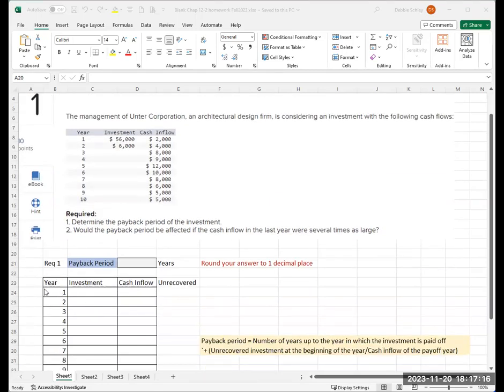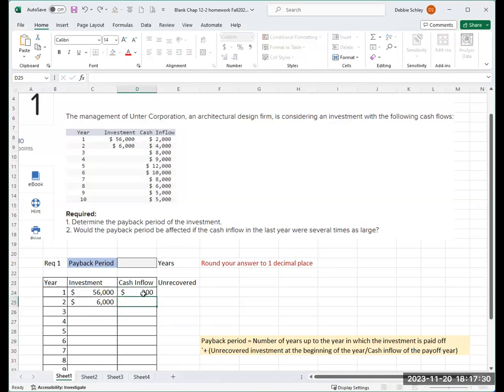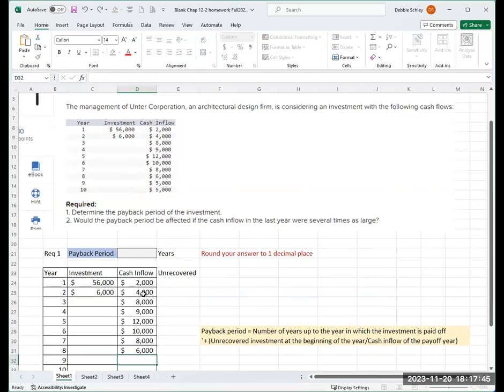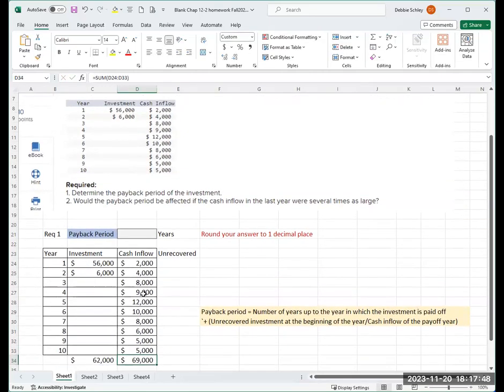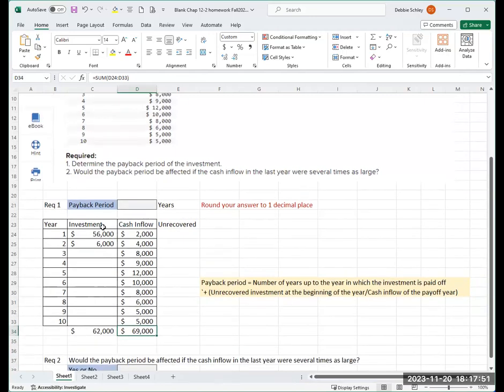So the first thing I'm going to do is fill in all of this information. So 56,000 and 6,000. 2,000. That's wrong. Okay, so here's 1 through 10. I added totals just for the fun of it.